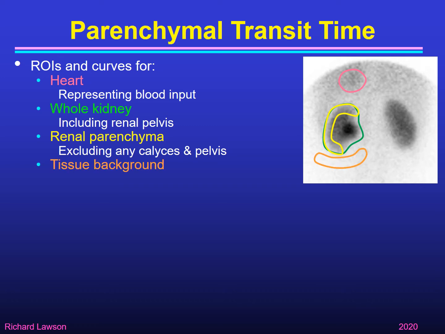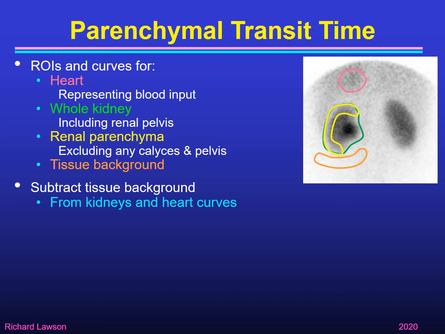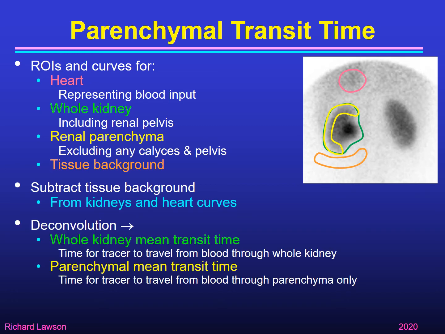We also need the tissue background region, and then we subtract the tissue background from the kidneys and heart curves as normal. Now we apply deconvolution twice. We can apply deconvolution to the whole kidney compared with the heart, which gives us the time for tracer to travel from the blood through the whole of the kidney, but also by taking the parenchymal curve with the heart, we can calculate the parenchymal mean transit time, which is the time taken for tracer to travel from the blood through the parenchyma only, that is down the tubules.